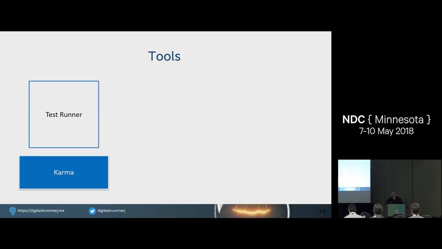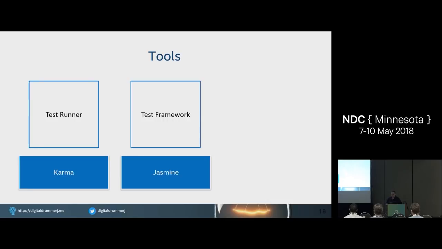Which brings us to our tools. Our test runner is Karma. It's baked into the project the Angular CLI creates. And then we have Jasmine. That's the actual testing framework. That's where you're going to put your assertions, your expect statements.